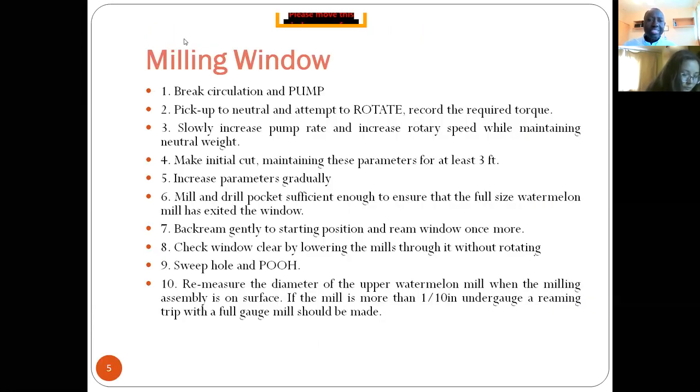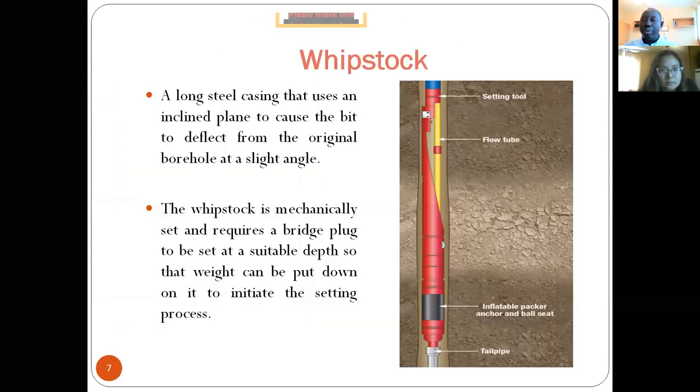So these are the operations that we normally use during the window milling operation. First of all, we have to set in the milling equipment. What are these milling equipment or instruments? The most important of which is the whipstock. So in window milling operation, we mainly use a whipstock.